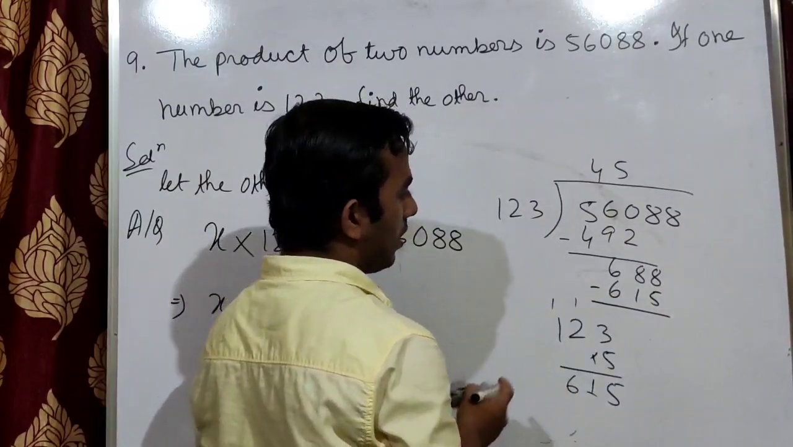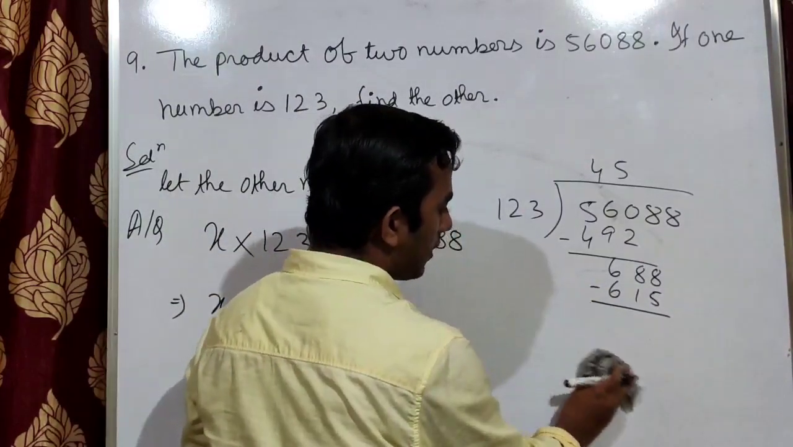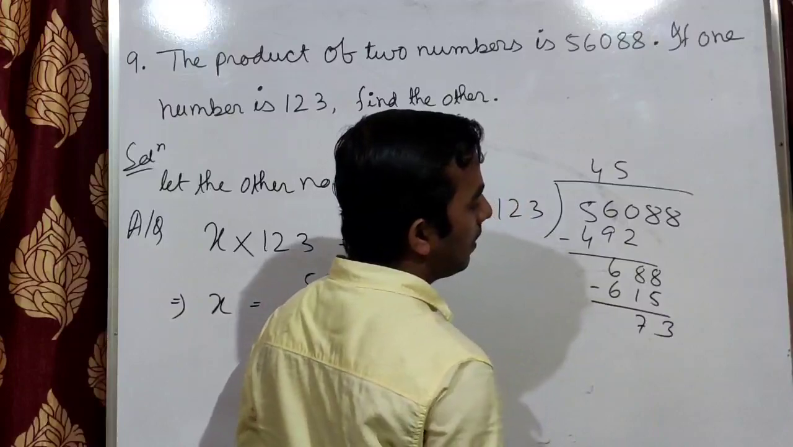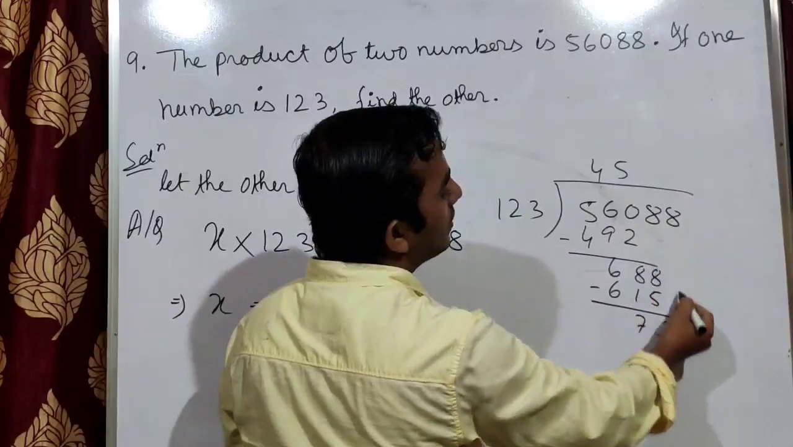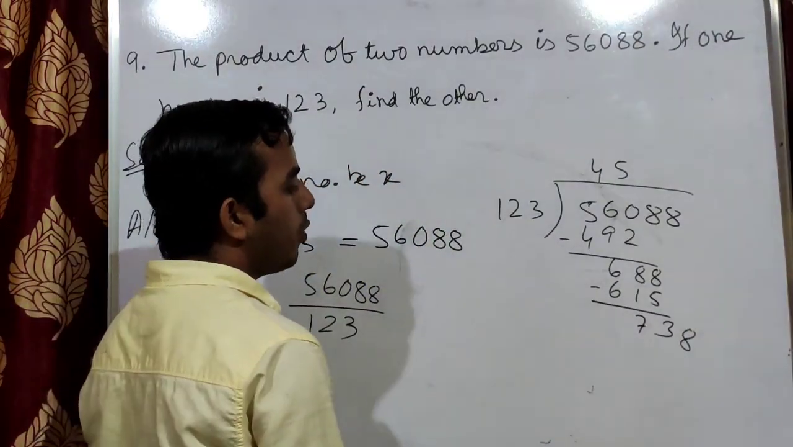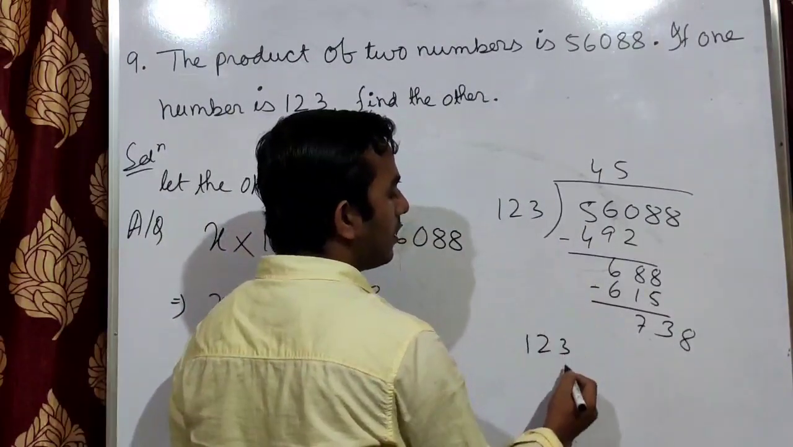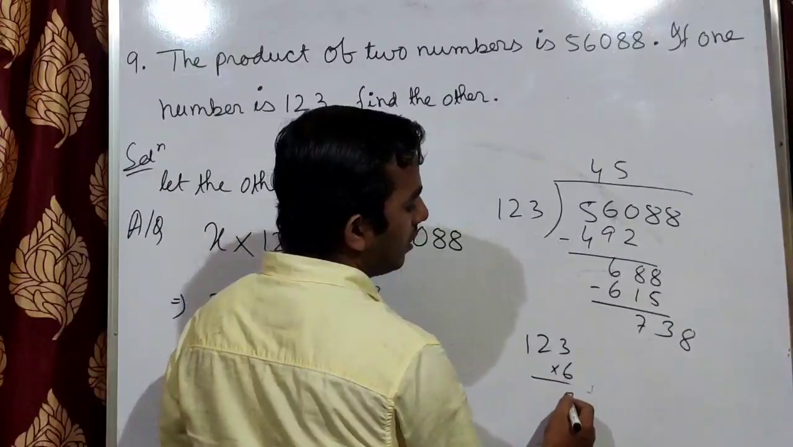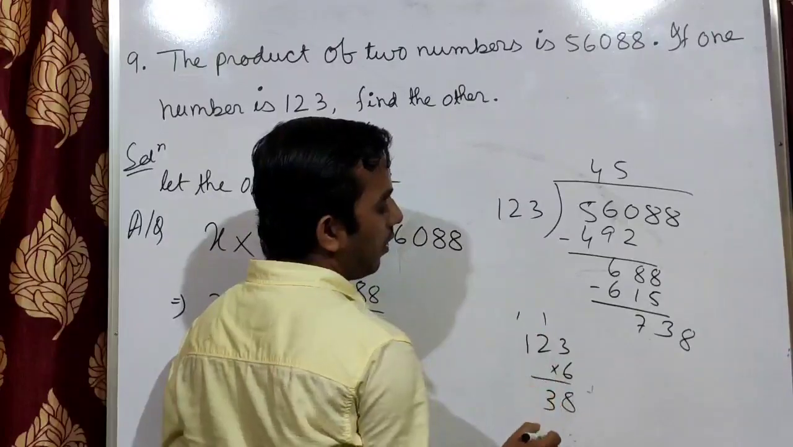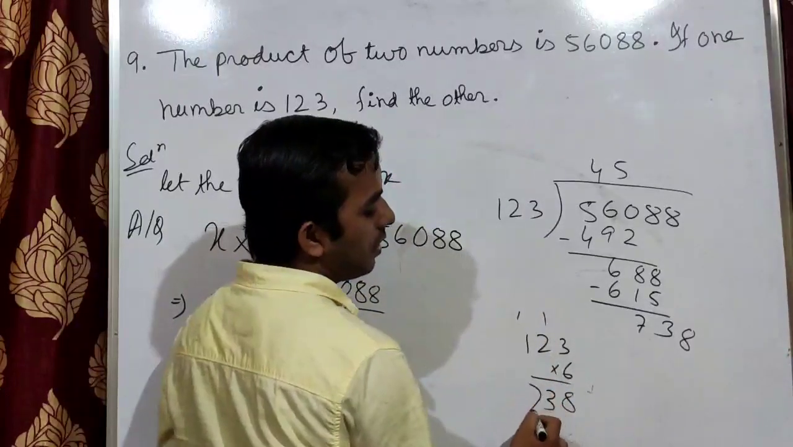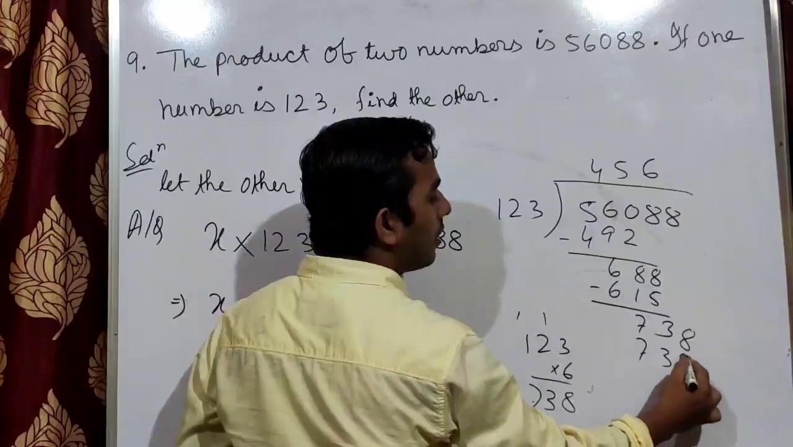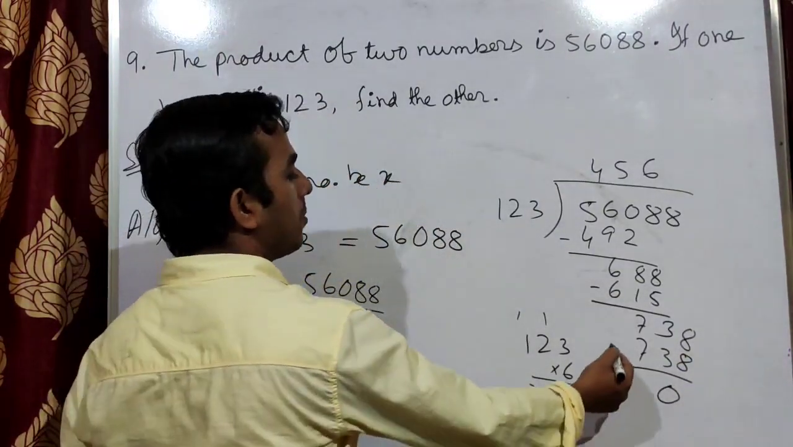So now again we will subtract. 8 minus 5 is 3, and 8 minus 1 is 7, so 73. Now again we will take this 8 down, it will be 738. Now if we multiply 123 with 6, 6 into 3 is 18, remainder 1, 6 into 2 is 12, plus 1, 13, then again 1, 6 into 1 is 6, then plus 1, 7. 738. So 123 into 6 is 738. So we get remainder 0.